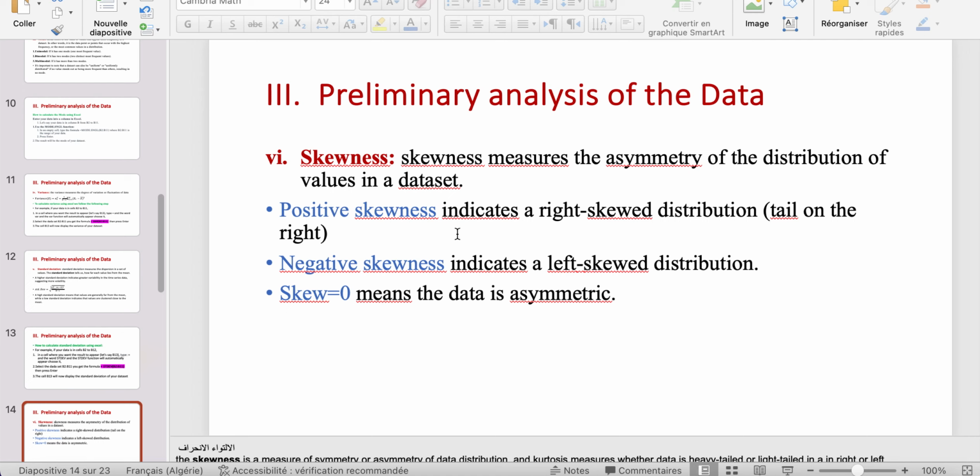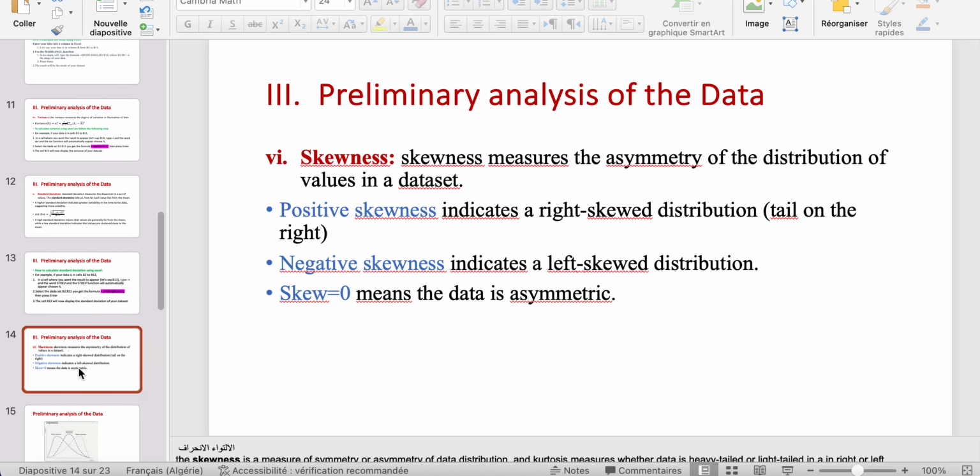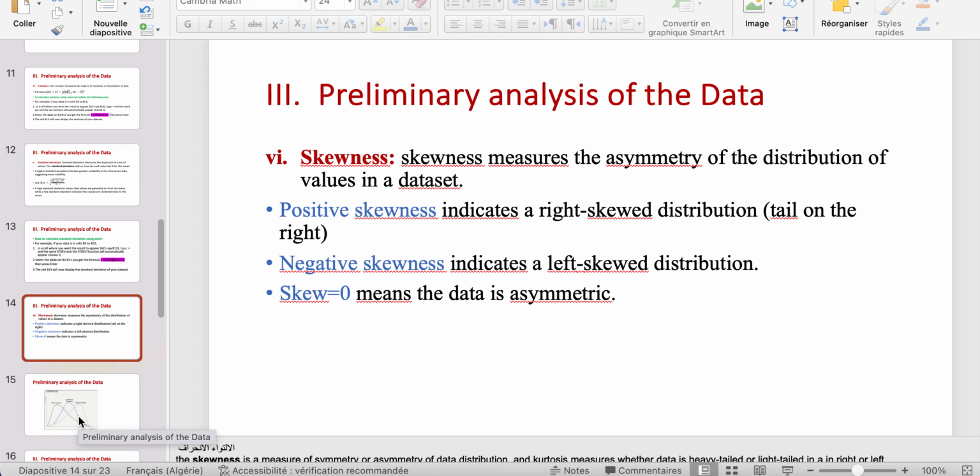A positive skewness indicates a right skewed distribution, or the tail on the right. Negative skewness indicates a left skewed distribution, or the tail is on the left side. I can show you in this figure. You have to keep in mind that skewness measures the asymmetry of the distribution of values in a data set, compared to the mean value.